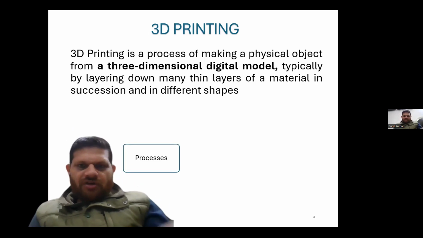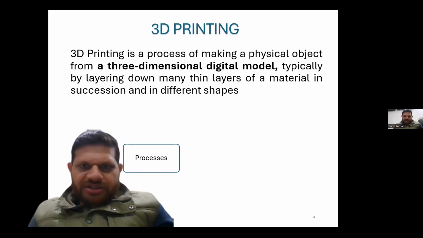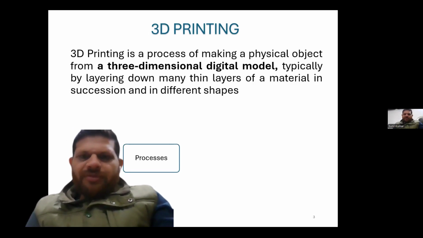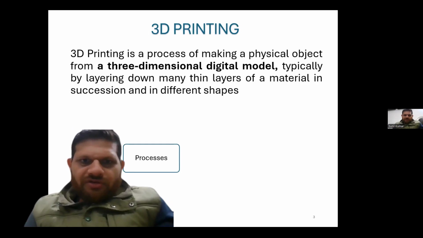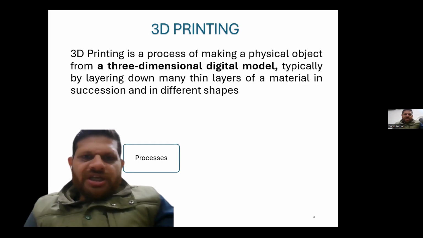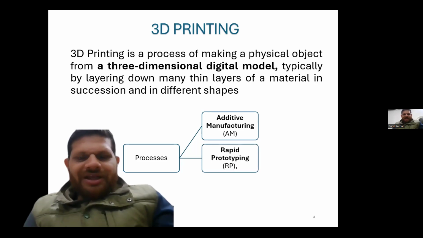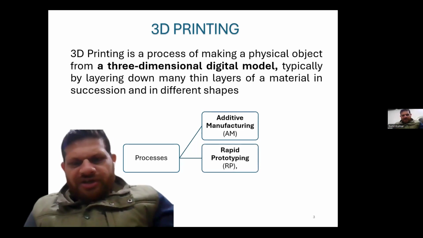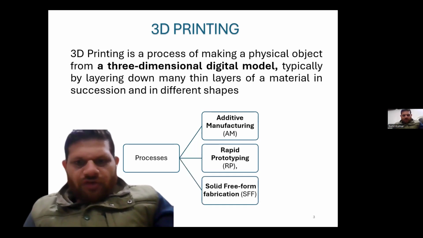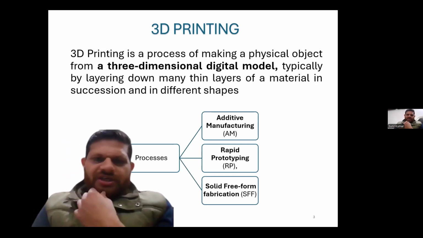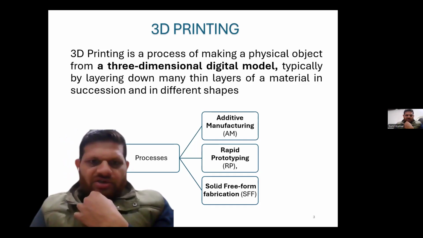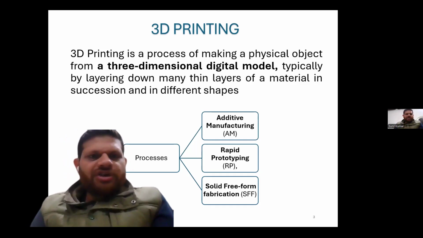The processes of 3D printing are not simply one, just as in our printers we have mainly inkjet printers, laser printers, and dot matrix printers. You might have heard about these technologies in 2D printing. In 3D printing, similarly, we have additive manufacturing, which is commonly known as 3D printing, then rapid prototyping, whose difference from additive manufacturing I will discuss, and then solid preform fabrication. These three are the methods or processes with which we can print 3D objects.